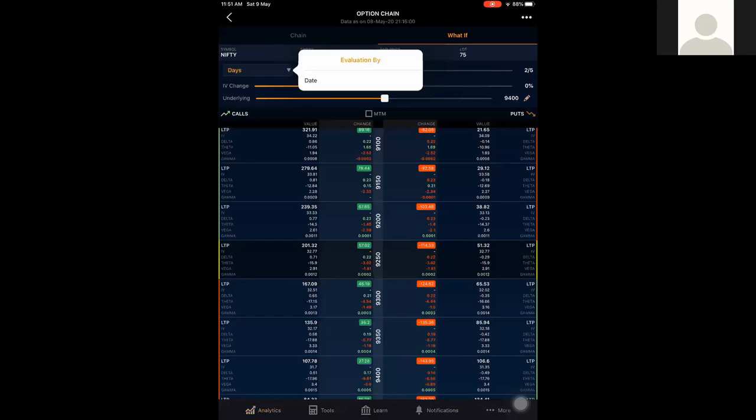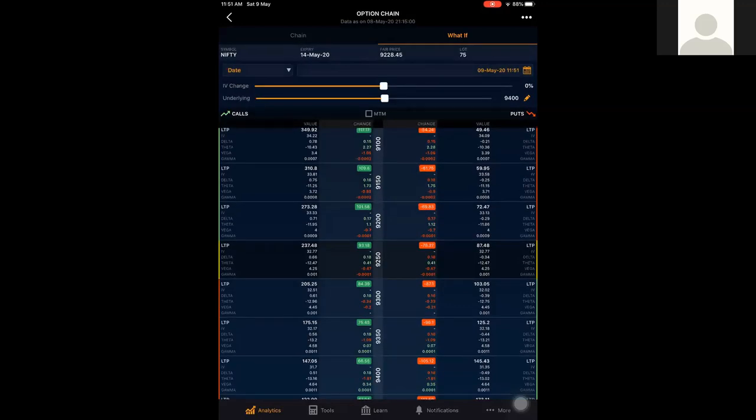You can do the evaluation by days or by date. Days is clear. A day ahead, it's okay. But say for instance, I am an expiry trader. Every minute counts to me, right? Because if you know how the theta behaves, how the time decay behaves, the market is moving every minute or every second. So it's very important to know, like say for instance today being the expiry, how the things will change over the period.